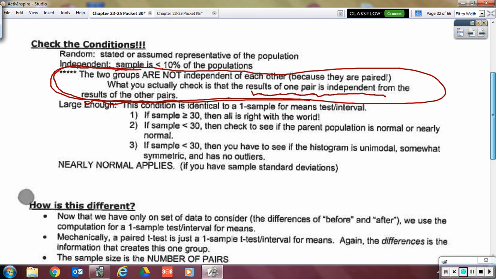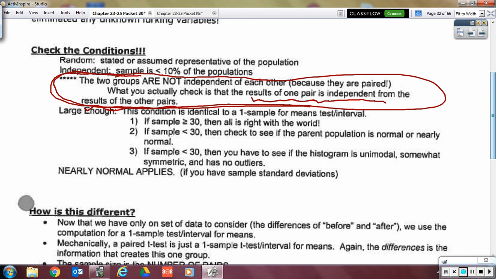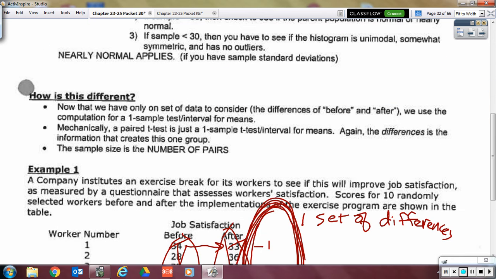Okay, and then with large enough, we go through the same process of maybe having to draw a dot plot if we don't have a large enough sample, and so on. The nearly normal model applies. Okay, so let's talk about how this is different.